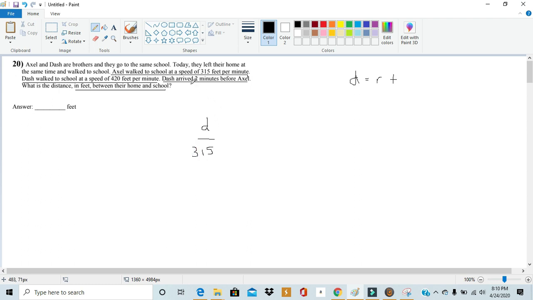Now it tells us that Dash arrived 2 minutes before Axel. So that means Axel reached there 2 minutes after Dash. Meaning that however many minutes it took Axel to get to school, it took Dash 2 less. So we could do d over 315 minus 2.